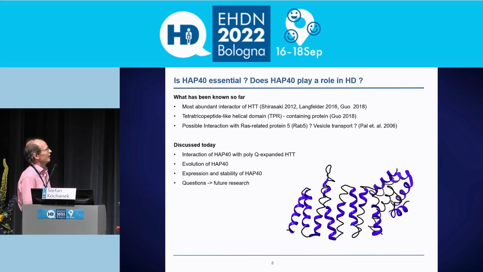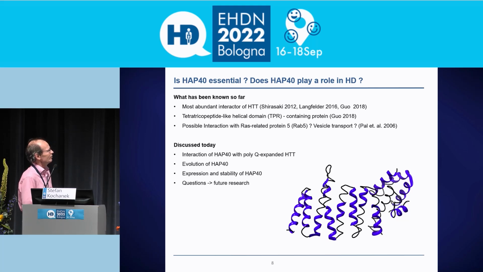showed a TPR type of structure. Those are proteins which are frequently HAP proteins, or they interact with many different proteins. There has been one publication that HAP40 might mediate the interaction of Huntingtin with a GTPase, Rab5, which is involved in vesicle transport. But there are very few publications actually on this very abundant interactor of Huntingtin in the past.